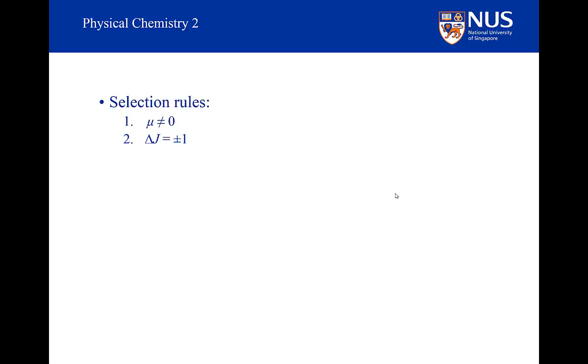The second selection rule, which again comes from consideration of the transition moment, is that delta J is equal to plus or minus 1. Delta J is the change in rotational quantum number during the transition. That is the final rotational quantum number minus the initial rotational quantum number. The selection rule requires that this can only change by 1. So I can go from J equals 2 to J equals 3, and I can go from J equals 3 to J equals 4, but I cannot go from J equals 2 to J equals 4.